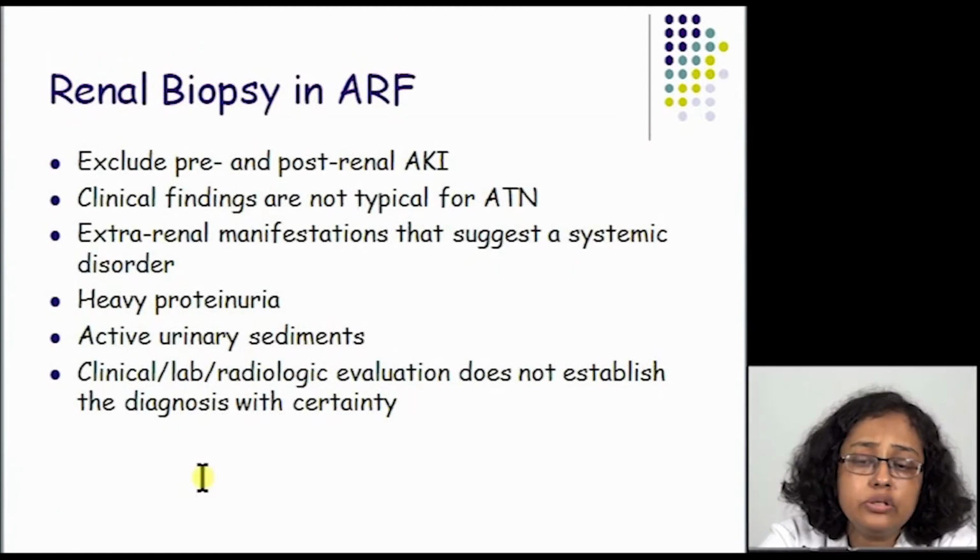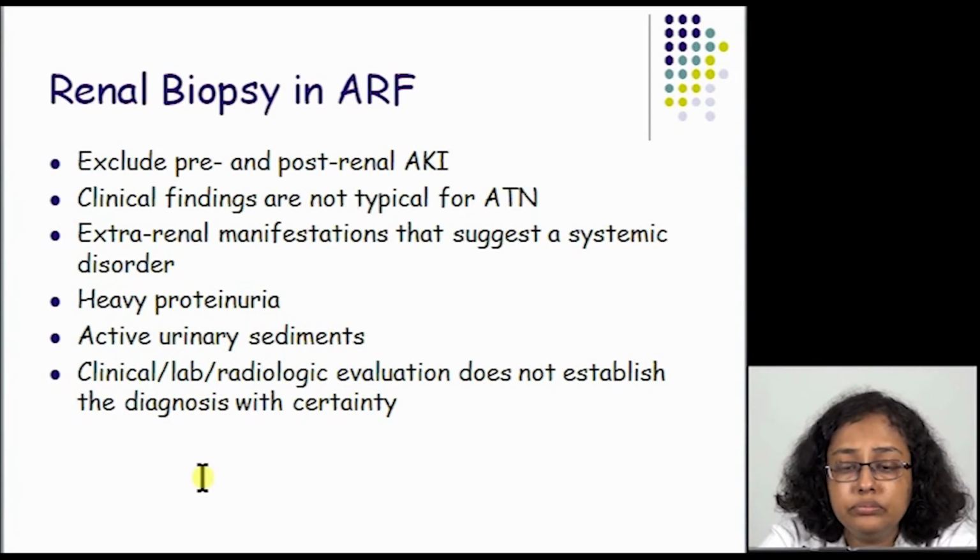Kidney biopsy is not usually done. When do we do a kidney biopsy in acute renal failure? You need to be sure there is no post-renal, obstructive cause of acute renal failure. There is no correctable pre-renal cause. Clinical findings are not typical of acute tubular injury, because for acute tubular injury, you do not need to do a kidney biopsy.